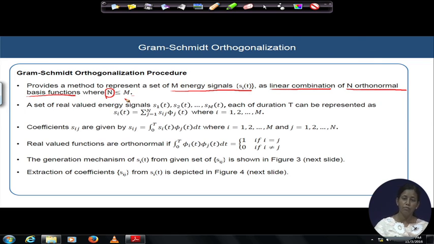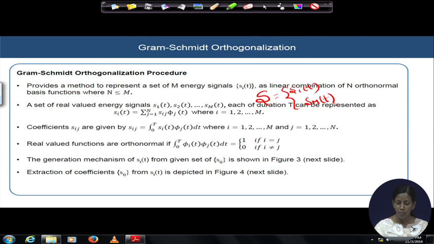Now, we have a set of real valued energy signals, varying from s1(t) up to sM(t), where M is related to the message symbols, which were varying from m1 to capital M. Remember that the real valued energy signals we have confined to have a duration of capital T.